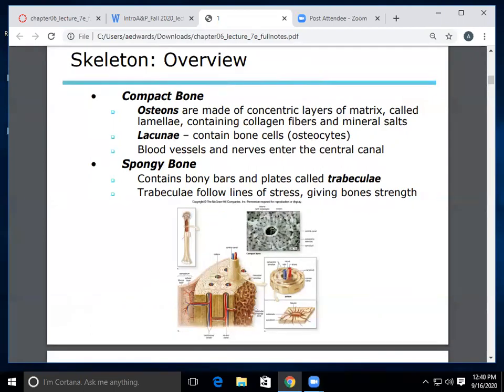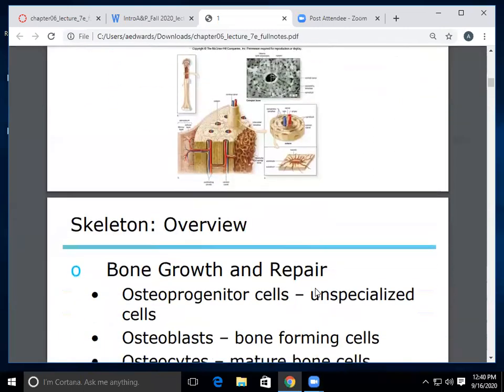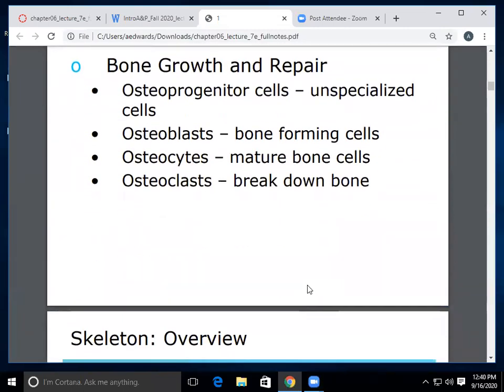All right, so it's kind of hard to see here, but there's an osteon, there's a set of rings. Here's another osteon, another set of rings, another osteon, another set of rings. This is kind of what each ring looks like, each lamella. These little depressions in each lamella, those are your lacunae where the osteocytes live. And here's an osteocyte.